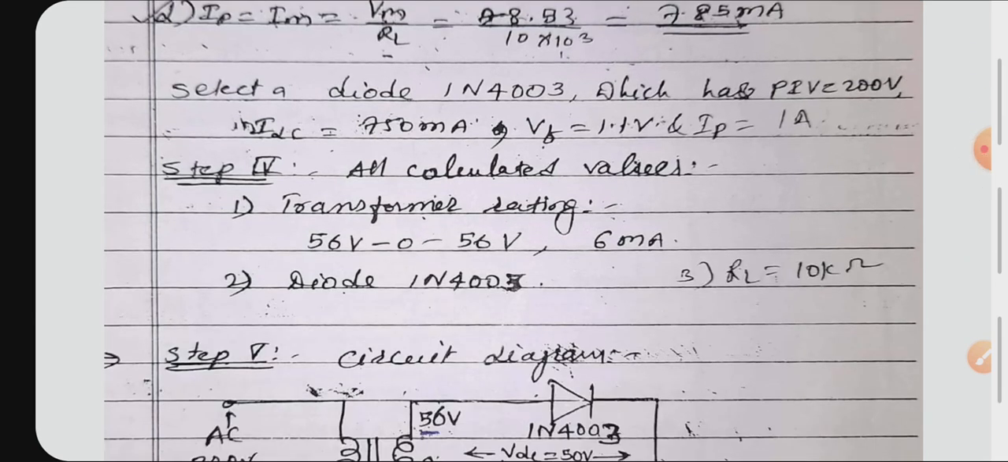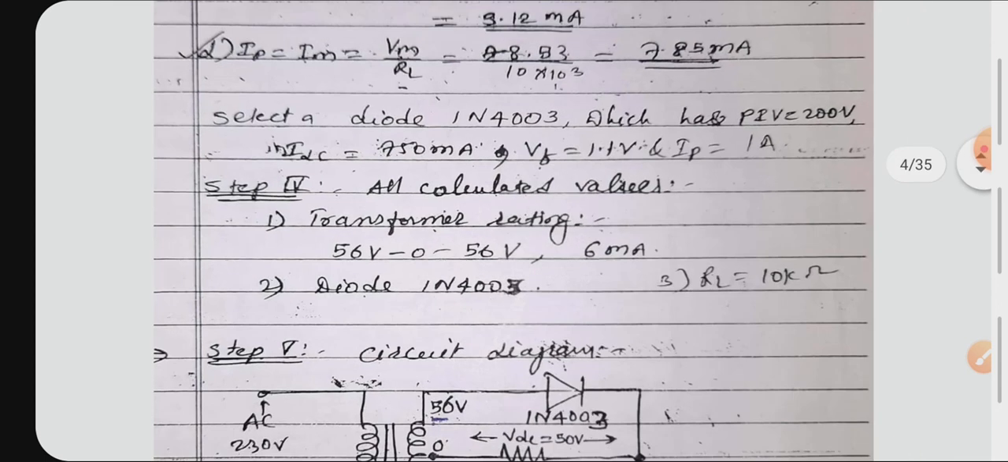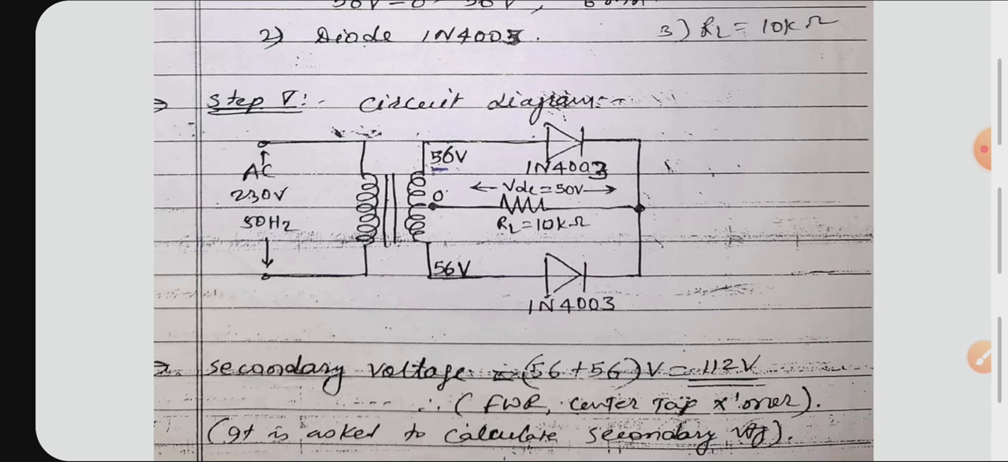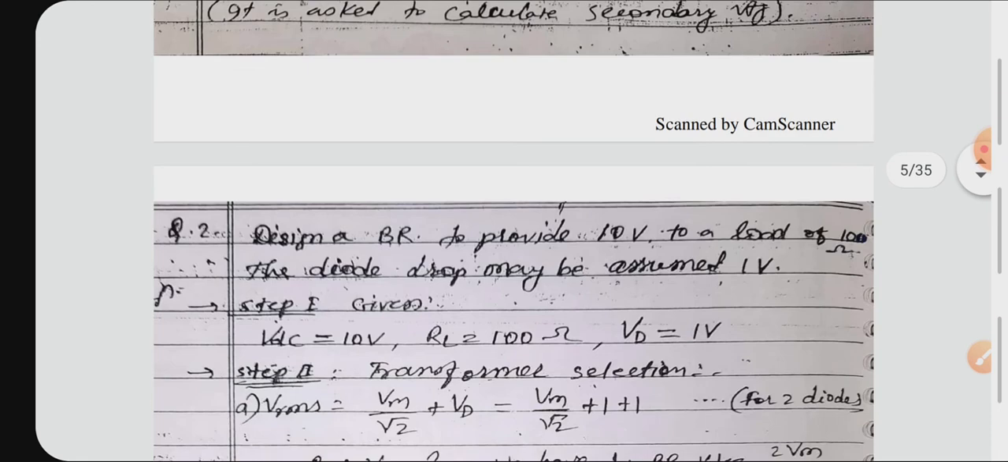Then moving forward, don't forget to draw the circuit diagram of the full wave rectifier. Center tap transformer is there, diode numbers 1N4003, DC output voltage VDC equal to 50 volt and RL equal to 10 kilo ohm. It is also asked to calculate the secondary voltage. So 56 plus 56, it is equal to 112 volt. Okay, now let us move to the second problem.